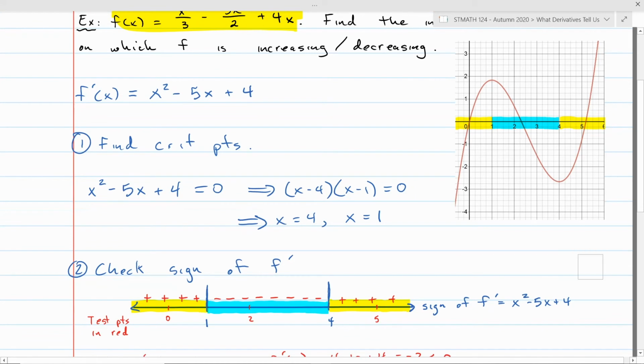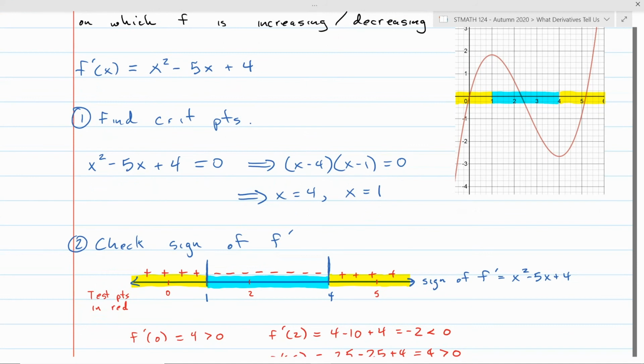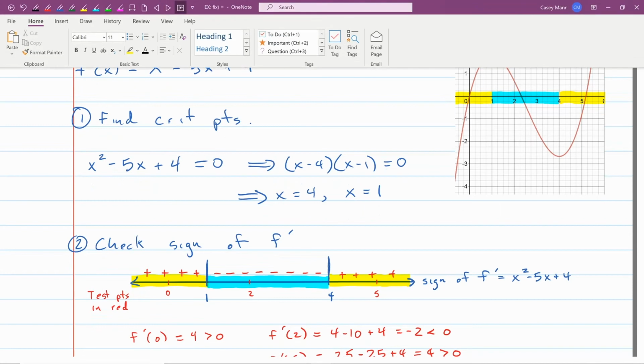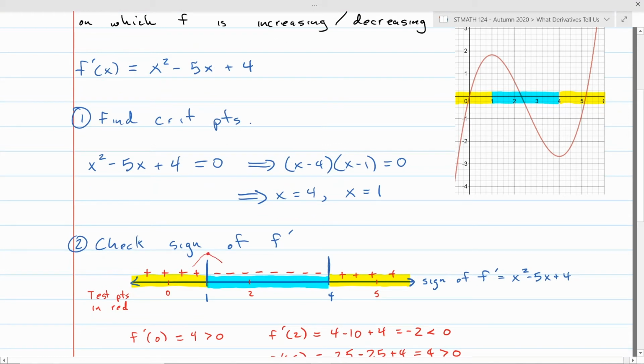and decreasing between 1 and 4. In this example, something interesting happens where the sign of the derivative changes. Something interesting can happen at a place where the derivative sign changes. When it changes from positive to negative, that means the function's sort of going up and then it starts going down, right? So that's where you find maximums, local maximums.